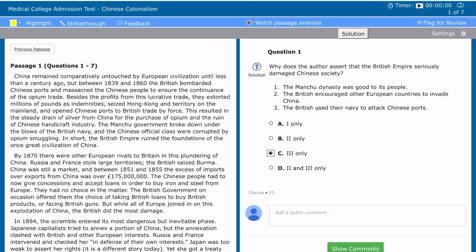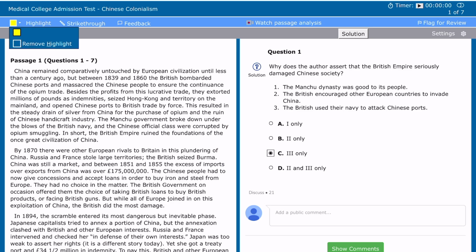I'm a 132 scorer in CARS, and today we're going to be walking through this MCAT passage called Chinese Colonialism. So the first thing we're going to do is read through this passage carefully and highlight the most important sentence in each paragraph. So let's get started. I'll speed through this, and then afterwards we'll work through the questions one by one.